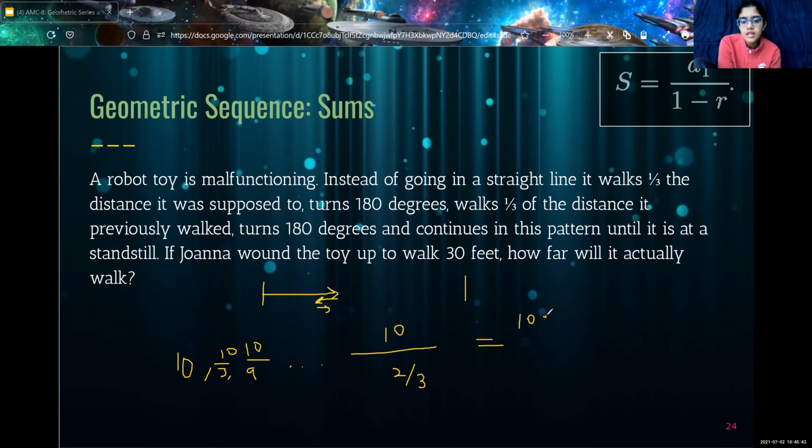And then 10 divided by 2/3 is equal to 10 times 3 over 2, right? And this is just fractions, right? That would give you an answer of 30 over 2, which is 15. So that means that it's going to walk 15 feet. So good job to Nikita who got it right.